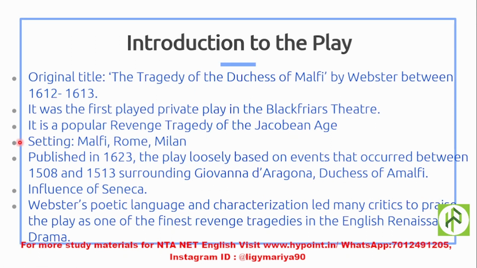Let's have some introductory details about The Duchess of Malfi. The original title of the play is The Tragedy of the Duchess of Malfi by Webster. It was written between 1612 and 1613. That is the original and full title. It was the first private play performed at Blackfriars Theatre. Blackfriars Theatre was one of the major theatres of the Jacobean as well as Elizabethan age, and this was the first private play performed there.